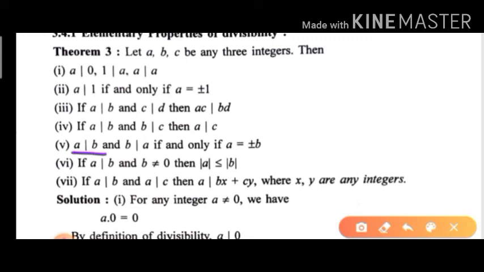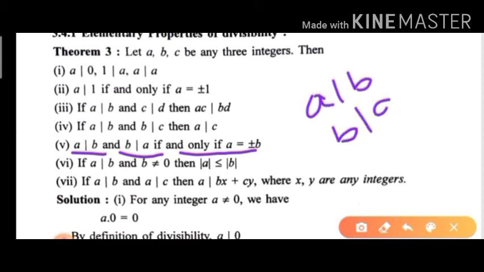A divides B and B divides A if and only if A is equal to plus minus B. Obviously if A divides B and B divides A, they need to divide each other, so if and only if A is equal to plus minus B, or B is equal to plus minus A.